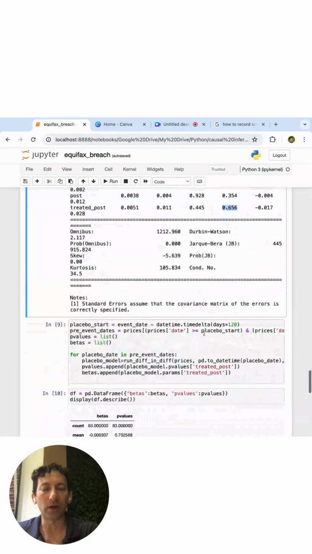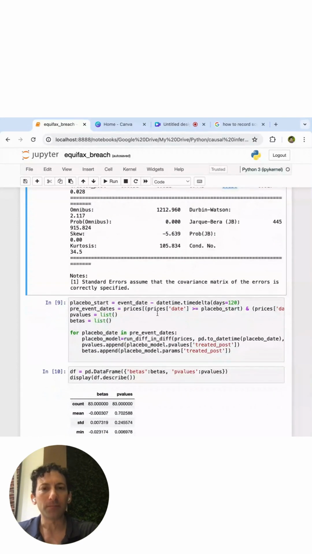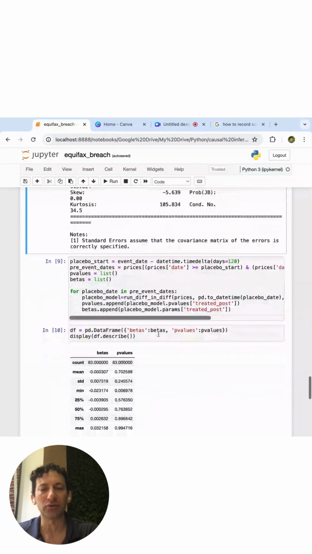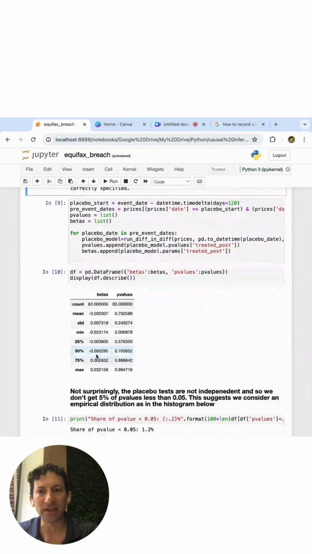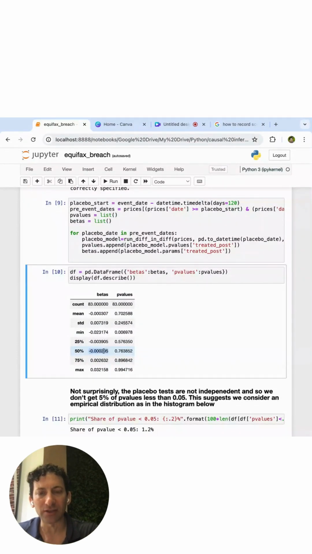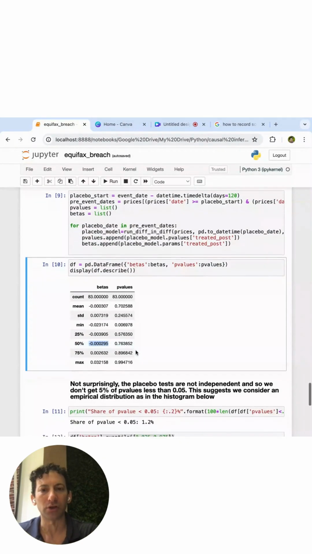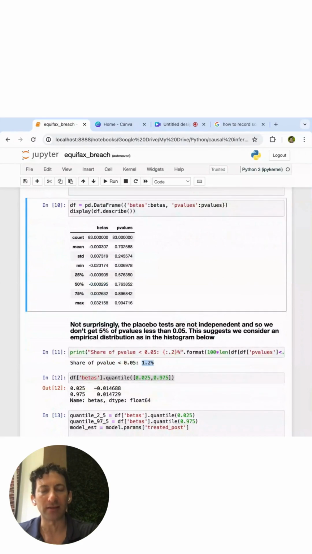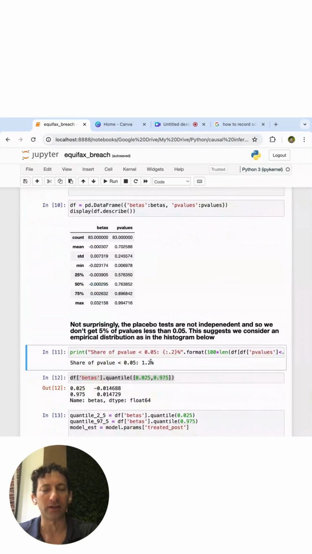That's just one example, but I then do this for roughly 83 different dates, and I get a distribution of what the difference in difference estimates would look like from all these days before the actual breach happened. And what we see is that the median of those values is extremely close to zero, suggesting that it's unbiased. One thing to be aware of is that these estimates are not fully independent. And so we get a share of p-values less than 0.05 at just 1.2% of them.